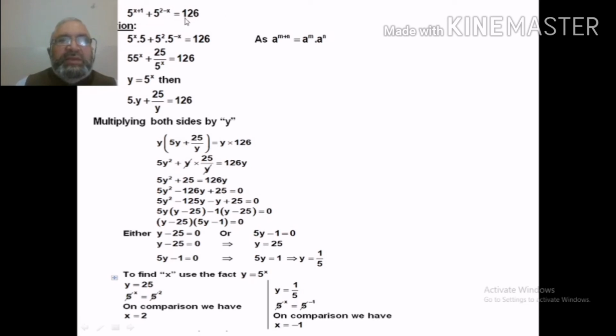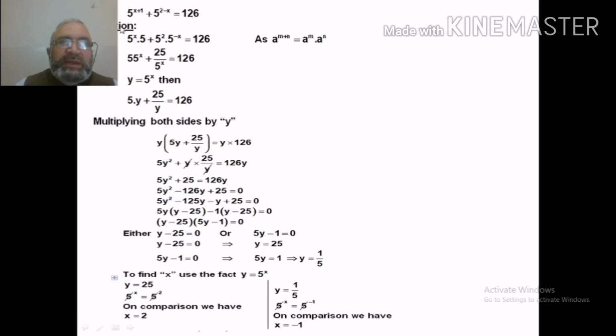So negative sign means, for example, if 3 power x is equal to y, then 3 power minus x means 1 over y. That is the reciprocal. So here if we split this into factors, this becomes 5 power x into 5. When the base is the same, powers are added, applying the law of powers. This term becomes 5 power x plus 1.